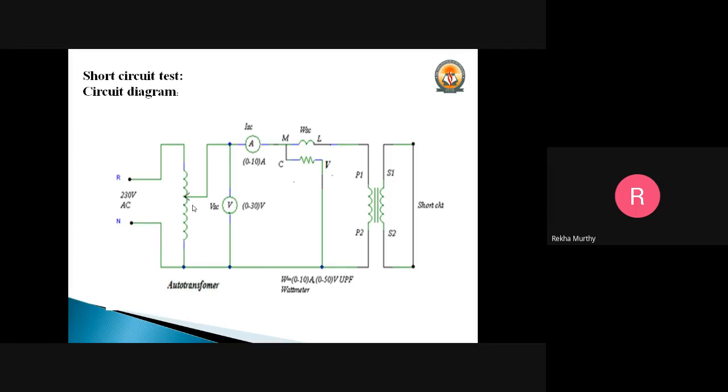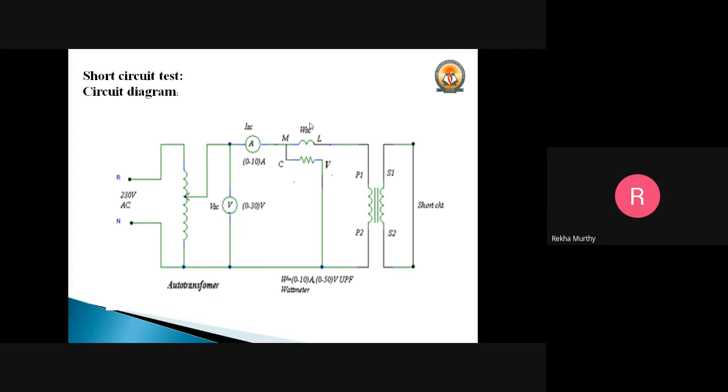Close the supply switch, then vary the auto transformer till the rated current flows through the primary winding. Then note down the readings of the short circuit current, that is ISC, from the ammeter A, and the short circuit voltage, that is VSC, from the voltmeter, and the short circuit power, that is WSC, from the wattmeter. Again, we need to find out the K constant for this wattmeter, and take down the wattmeter reading. Then bring back the auto transformer to the 0 position and open the supply switch.